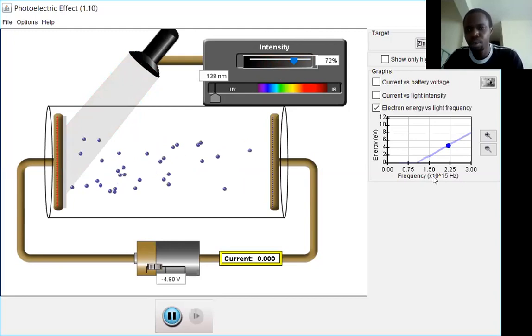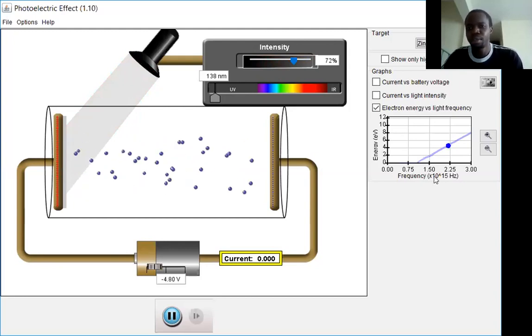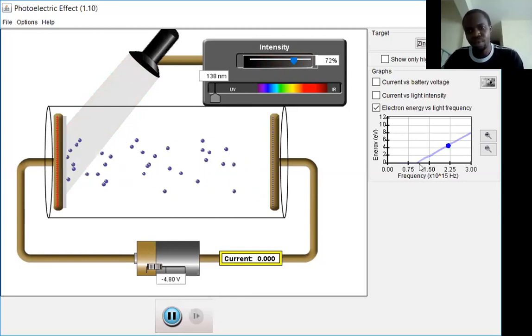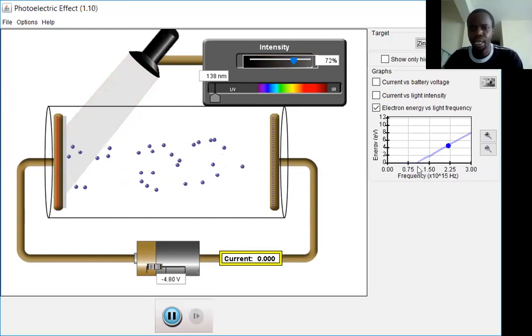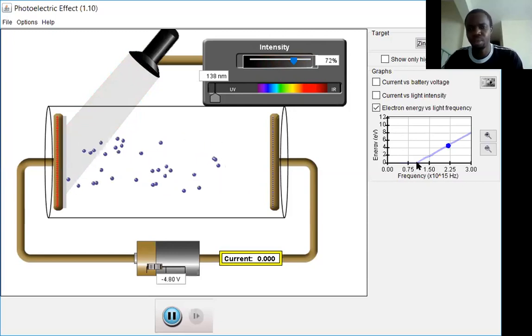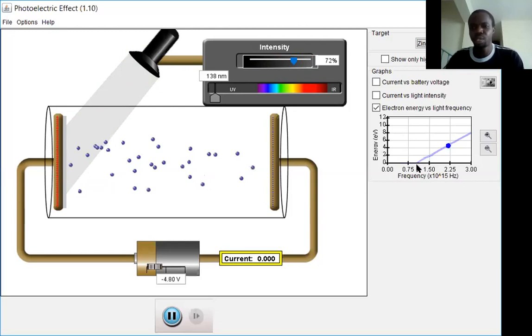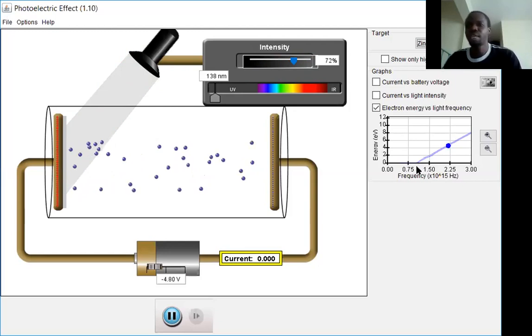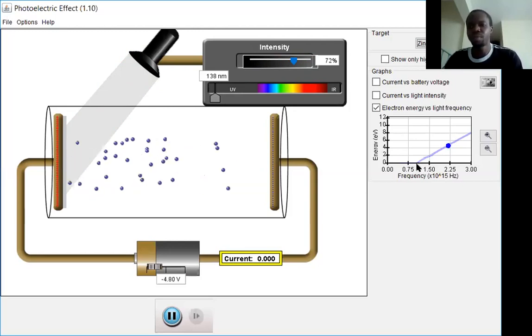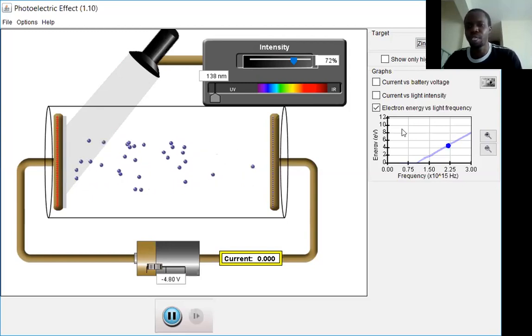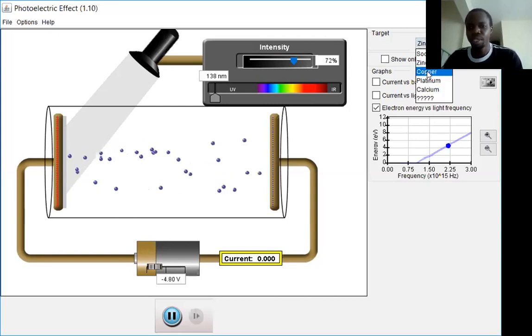And that is also times 10 raised to 15 hertz. Yeah, so this value is higher. This value is now greater than that of sodium. I think that is pointing something towards the threshold frequency. So this one requires a higher frequency just for the electrons to be removed or dislodged from its surface than sodium. So let's look at copper, for instance.